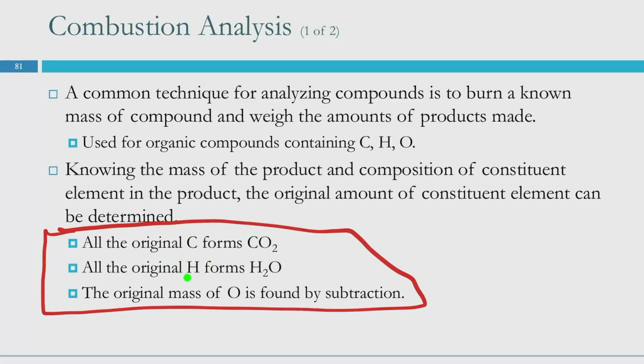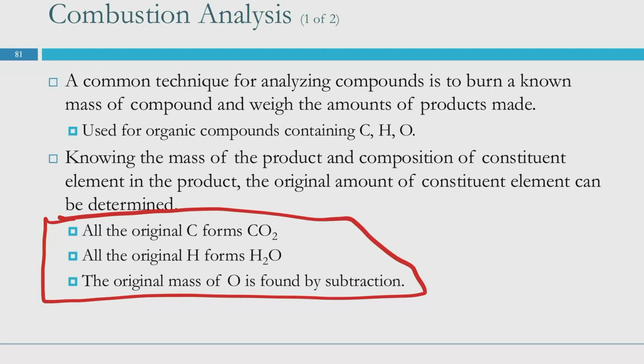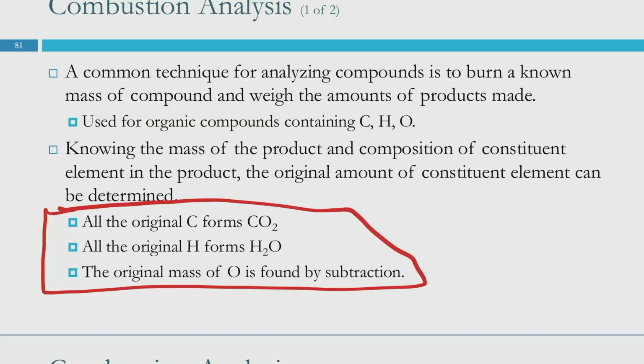All of the original hydrogen is only going to form H2O. This would be as a gas, so you'd have to capture it and collect it. And then the original mass of the oxygen, if there's any oxygen in there, is found by subtracting the original masses from the starting mass. So we would take compound mass minus mass carbon minus mass hydrogen to get the mass of oxygen.